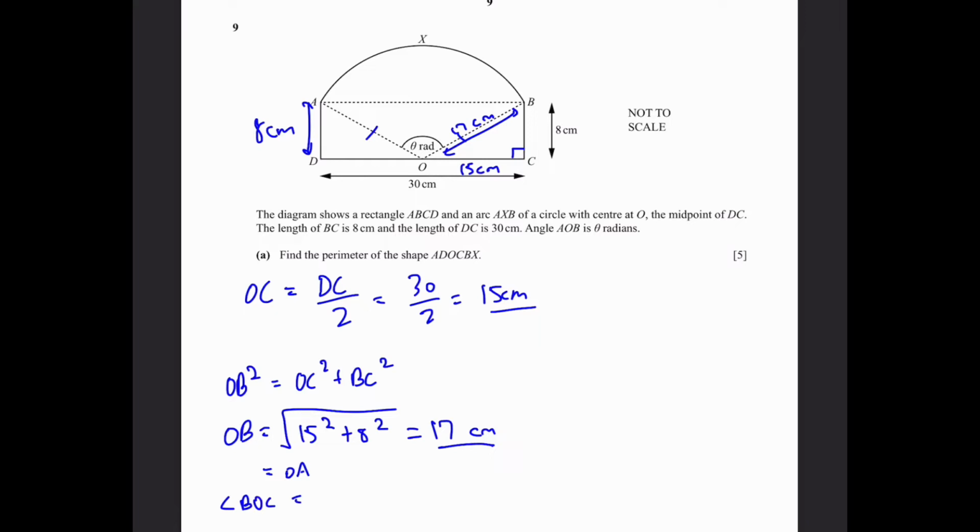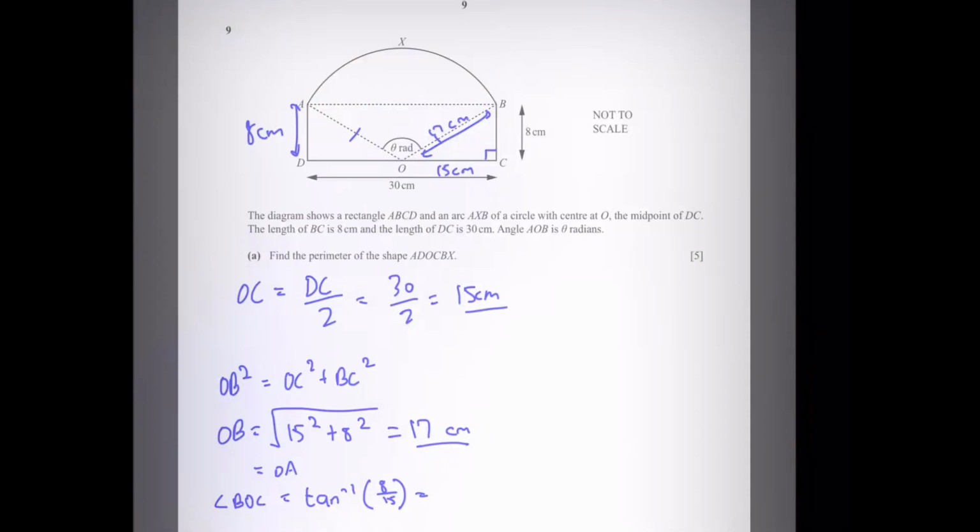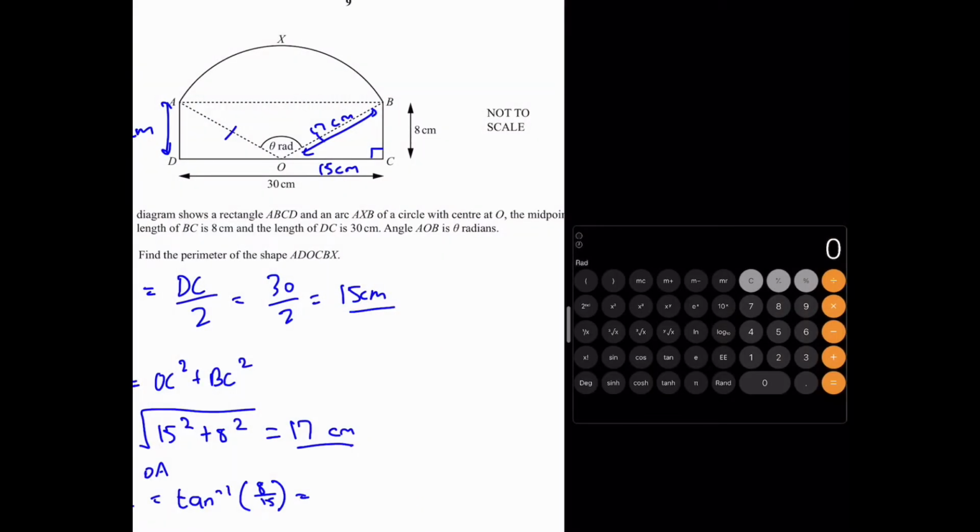So we can see we know all three of the side lengths for this triangle, so we can use any trigonometric function. Here I will be using the tangent, which is the opposite divided by the adjacent. So angle BOC will be the tan inverse of the opposite by adjacent, or 8 by 15. And we can do this on our calculator. Let's change the mode to radians first, and then 8 divided by 15, which is equal to 0.533. And then tan inverse of this is 0.49 radians.